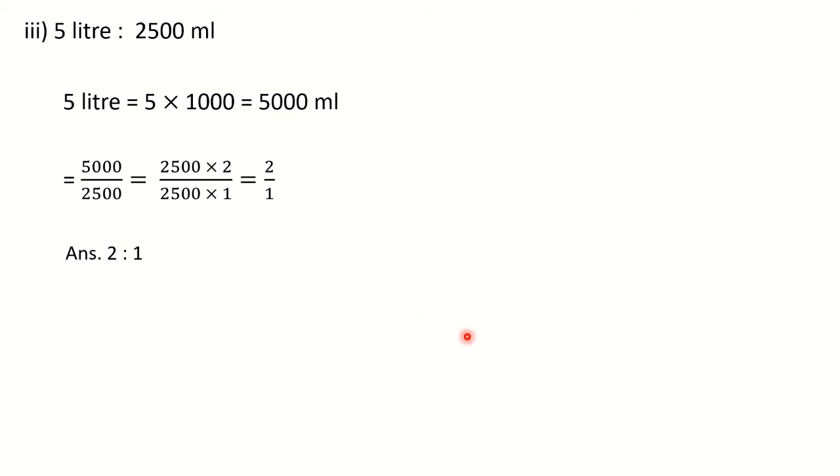Now let us move towards the last one, that is the fourth one. 3 years, 4 months and 5 years, 8 months. Here also we can see two different units, years and months. So we have to convert them to the same unit, months. So think of the conversion. In 1 year we have 12 months. That means 1 year is equal to 12 months.